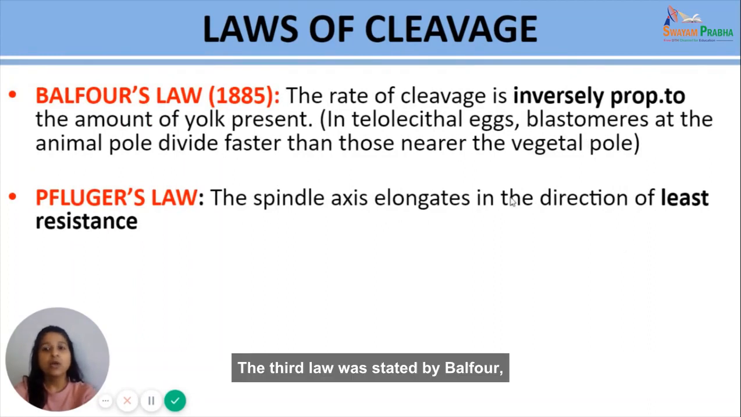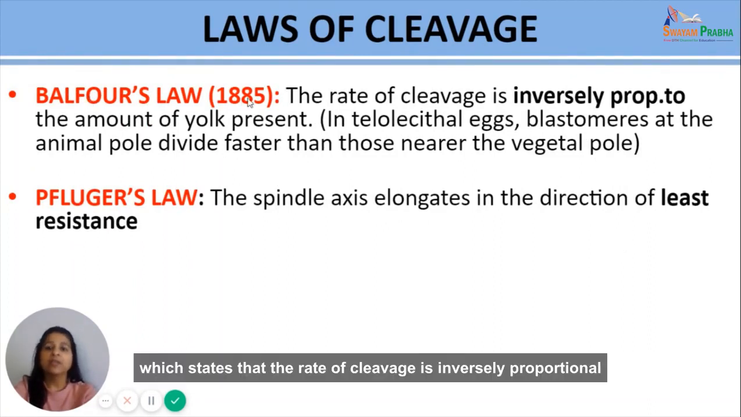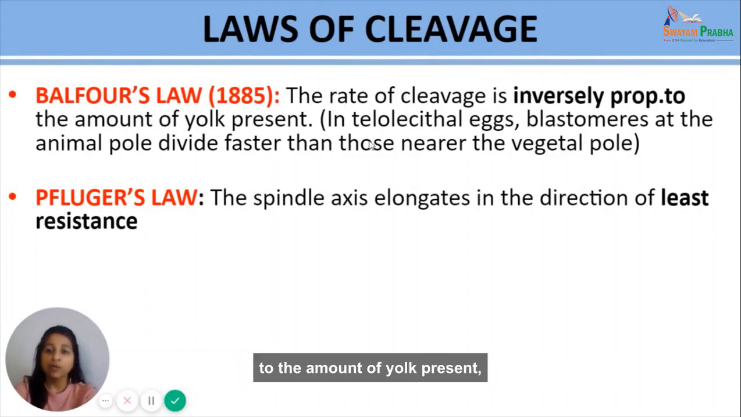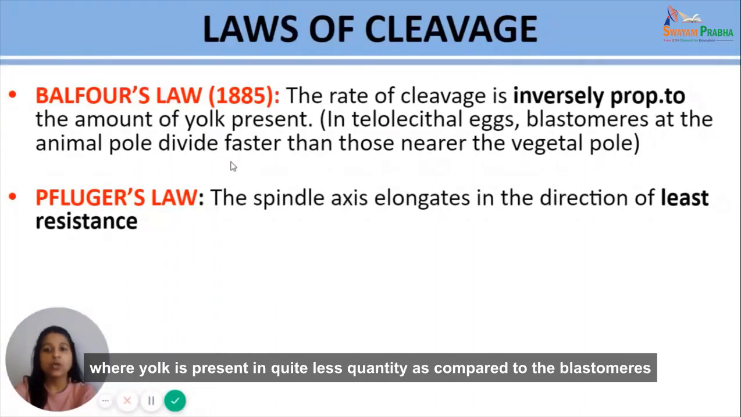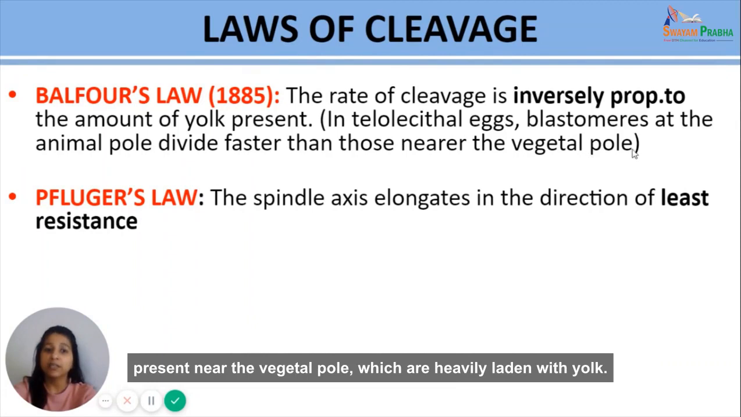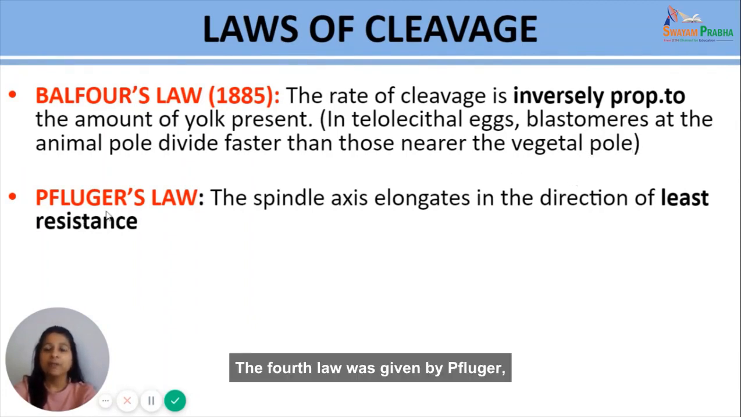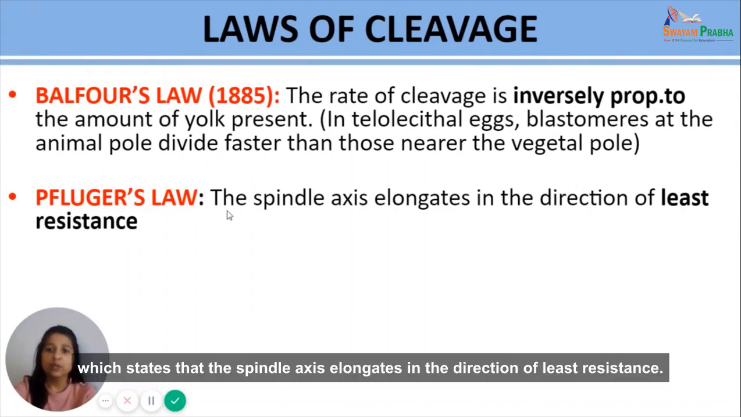The third law was stated by Balfour, which states that the rate of cleavage is inversely proportional to the amount of yolk present, because of which we see in telolecithal eggs, blastomeres at the animal pole divide faster, where yolk is present in quite less quantity as compared to the blastomeres present near the vegetal pole, which are heavily laden with yolk. The fourth law was given by Flucher, which states that the spindle axis elongates in the direction of least resistance.